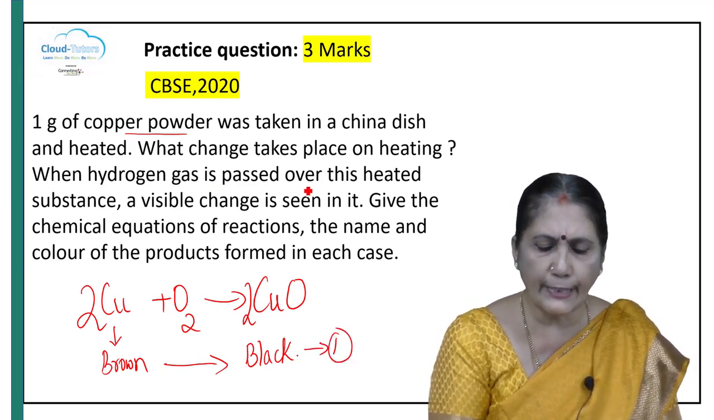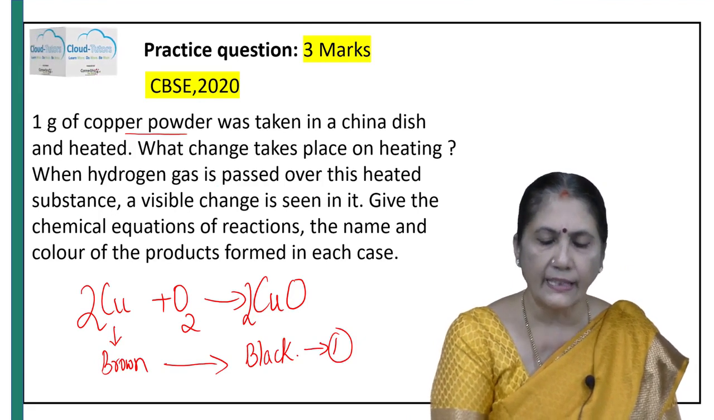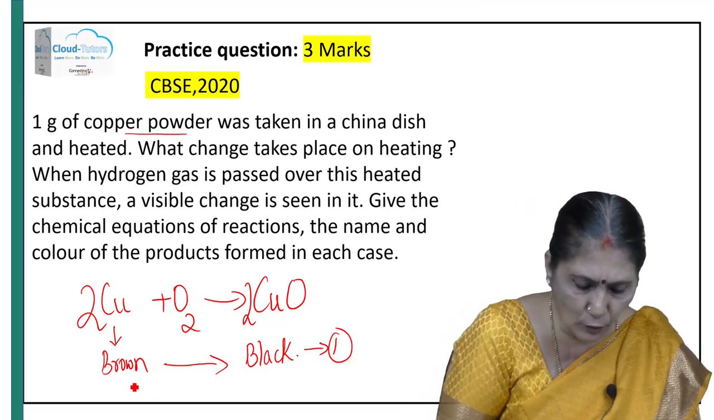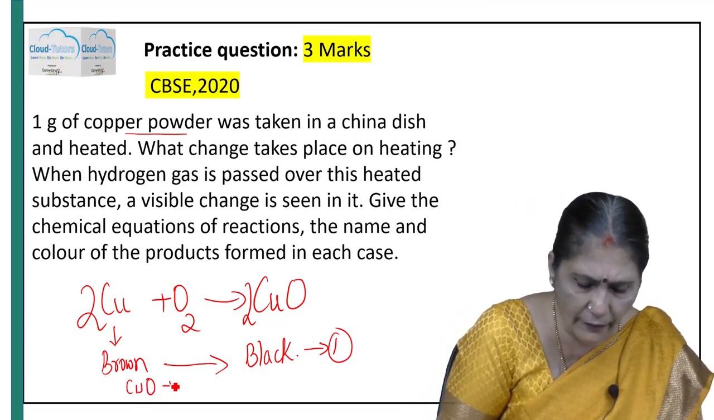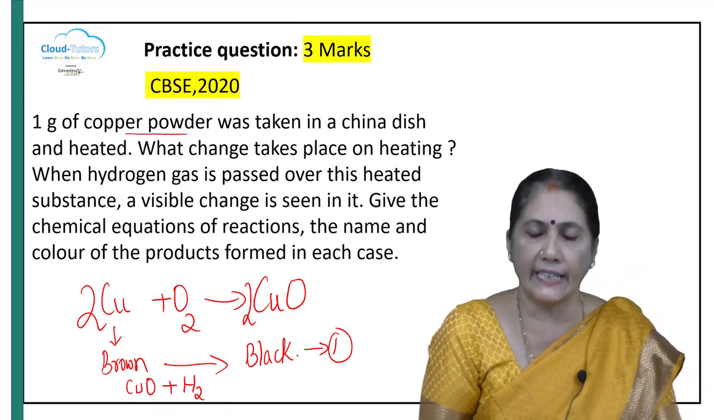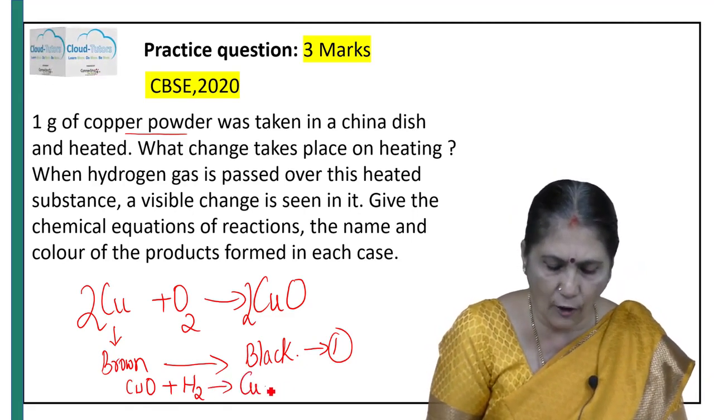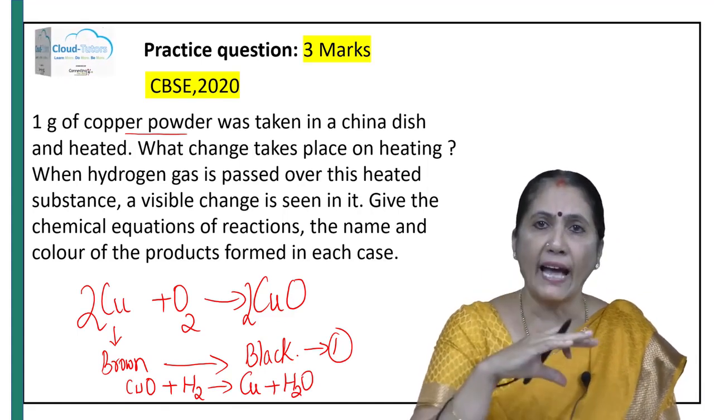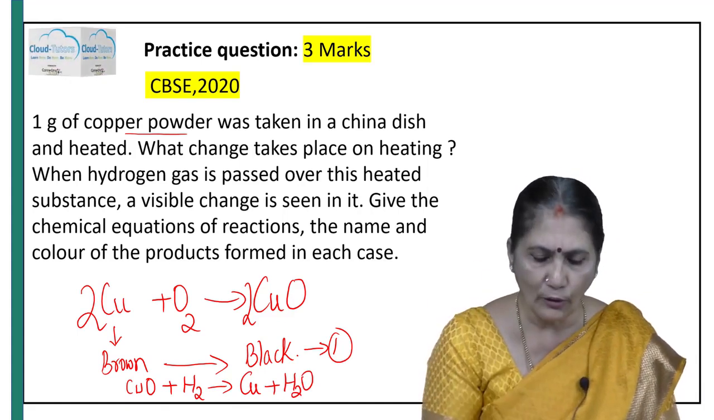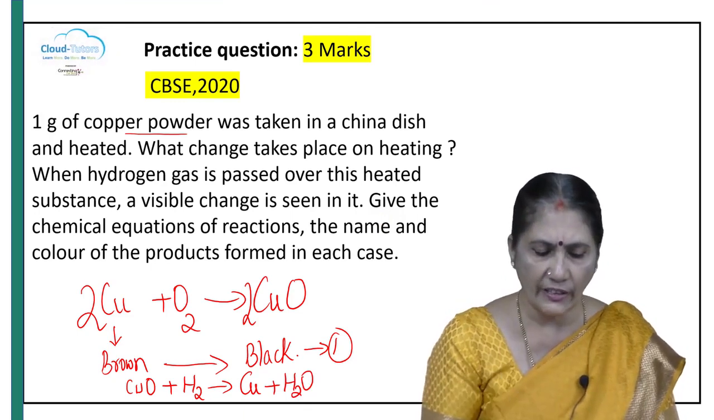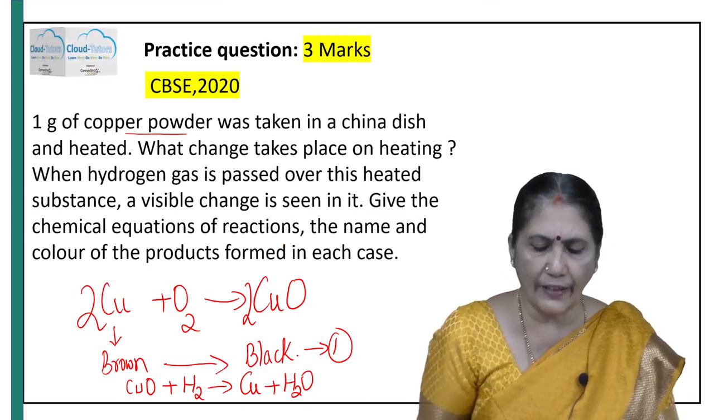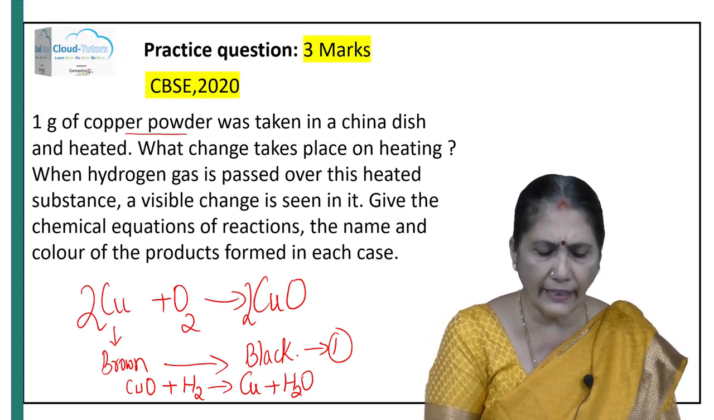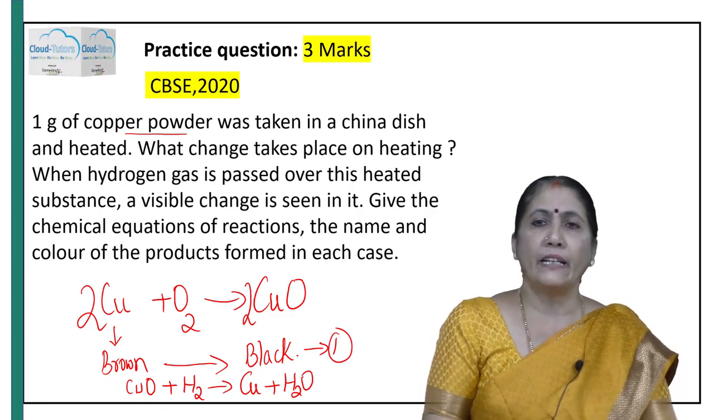When hydrogen gas is passed over this heated substance, a visible change is seen. That means you have to know copper oxide, when it is made to react with hydrogen, it results in the formation of copper plus H2O. So again, black color substance is becoming brown. So this is a visible change. Give the chemical equations of reactions. So it is again a self-balanced equation. The name and the color of the products formed in each case.